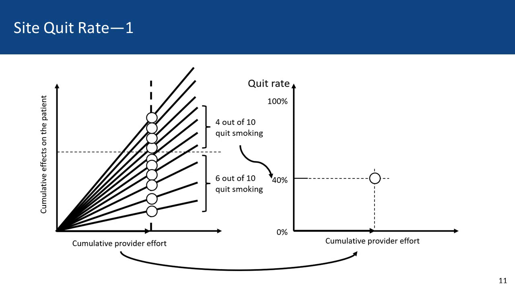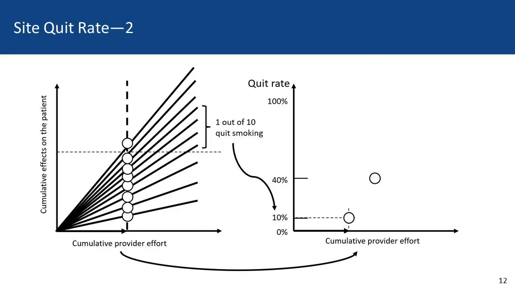So now we will see what happens if we change the cumulative provider effort. So in this slide, there is less provider effort. This can happen for many reasons. The site may not have the resources to provide the time and the energy for the providers to treat the patients. Or it could be that there are too many patients for the providers to handle. But for whatever reason, we're showing here a lower level of cumulative provider effort for each patient.